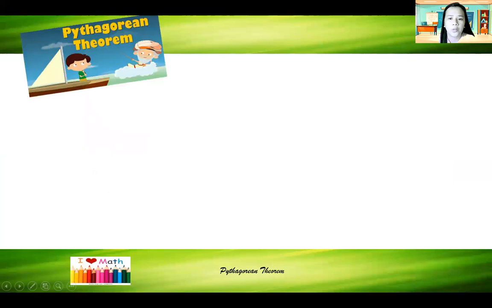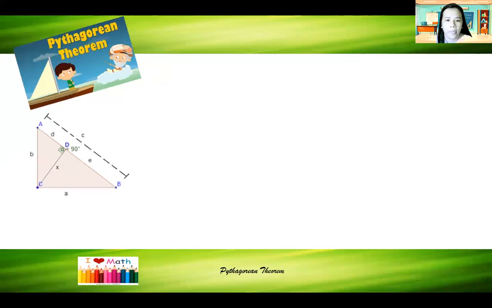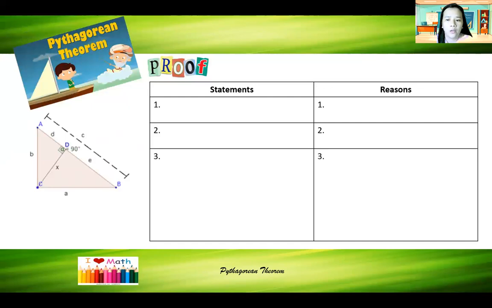Aside from that, we can also use the two-column form. Suppose we have a given triangle ABC, a right triangle with angle C as the right angle. So look at the given figure. Let us prove that C squared is equal to A squared plus B squared. Using the two-column form, of course, you have the statements and the reasons.